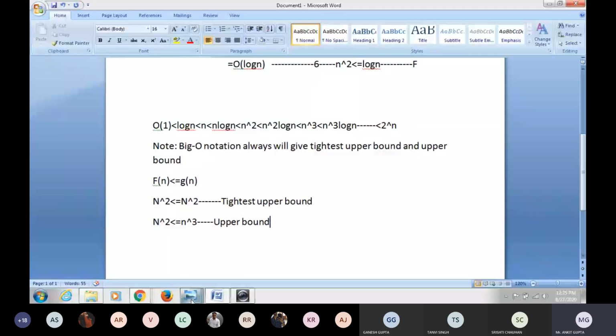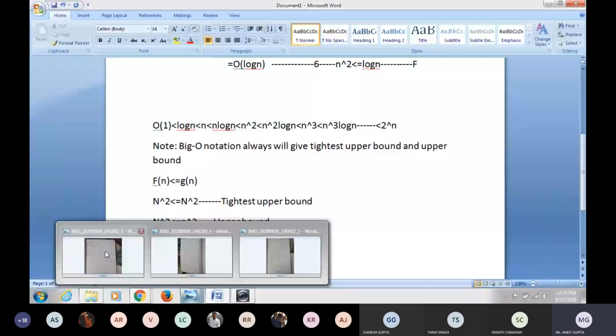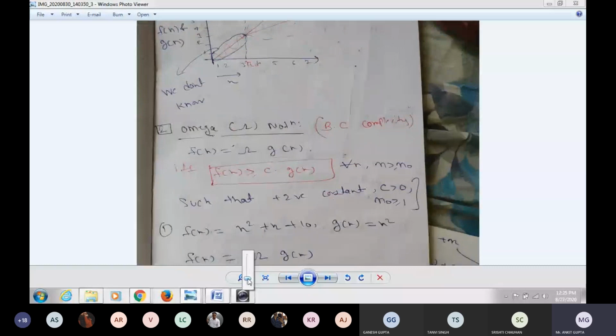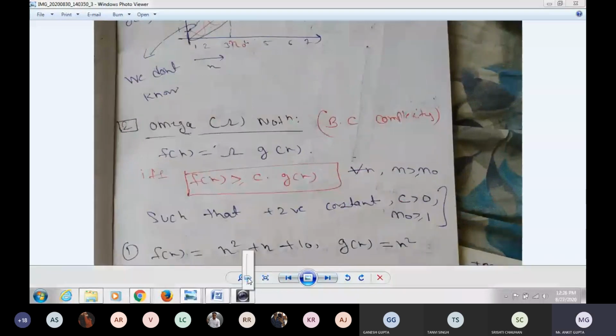So come to page number 3. Now I will discuss the omega notation. Omega notation will always give the best case complexity, but the big O notation will give the worst case complexity. So f of n is equal to omega of g of n if and only if f of n is greater than or equal to c into g of n, just opposite to the big O notation.